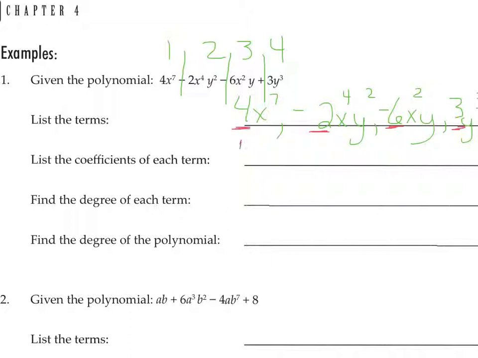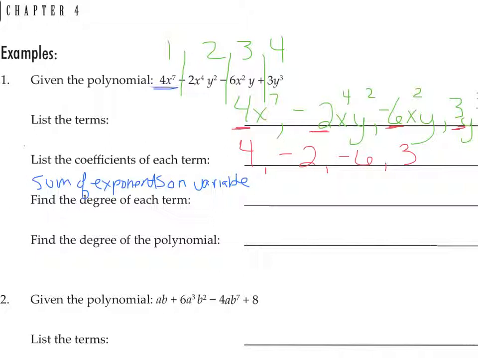The coefficients are 4, negative 2, negative 6, and 3, all from just the beginning of each term. Find the degree of each term. Okay, we haven't talked about degree yet, but the degree is found by adding, so it's the sum of the exponents on the variables in each term.